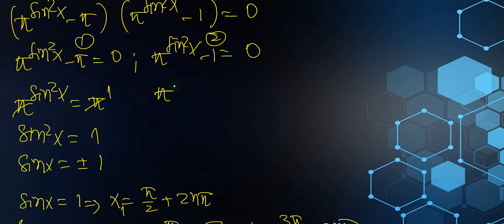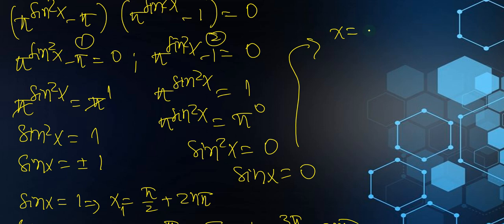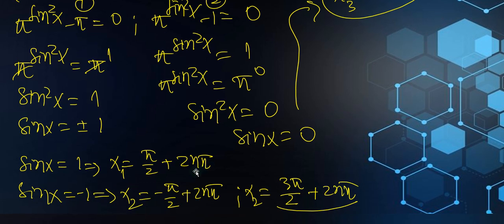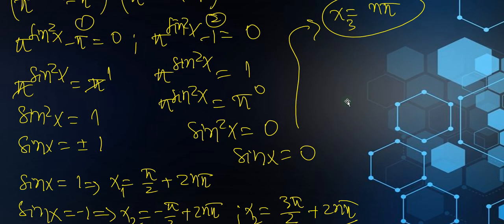And then the second case, this one here, we have pi to the sine square x equals 1, so pi to the sine square x equals pi to the 0. So sine square x is equal to 0 and sine x is equal to 0. From here, x3 is just equal to n times pi. So we have three solutions: these two here, and this one here, which is the third one.